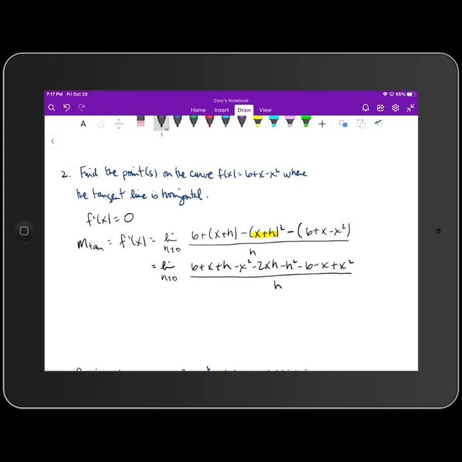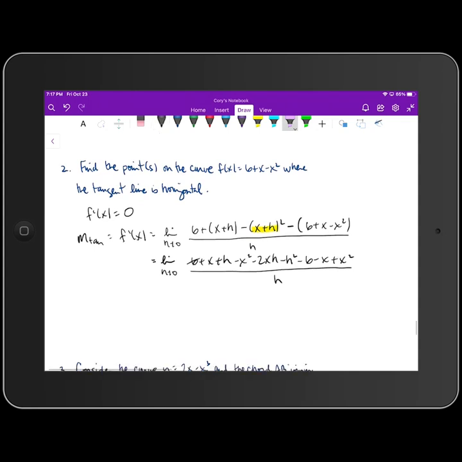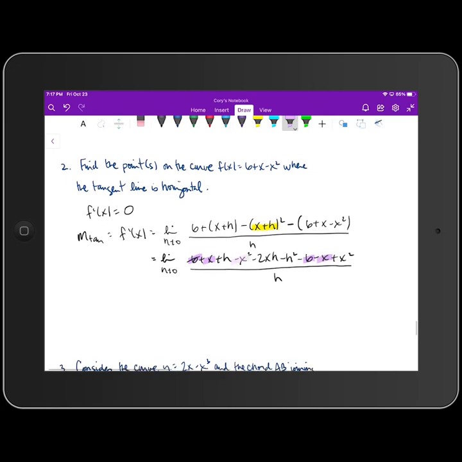Let's figure out what we can get rid of. Okay, so we have a positive 6 and a negative 6 that we can cancel. We have a positive x and a negative x that we can cancel. And then we have a negative x squared and a positive x squared that we can cancel. And again, if we did the difference quotient right, we should be able to factor an h out of the numerator, which we are able to do here. So when I factor the h out, that leaves me with 1 minus 2x minus h, all over h.